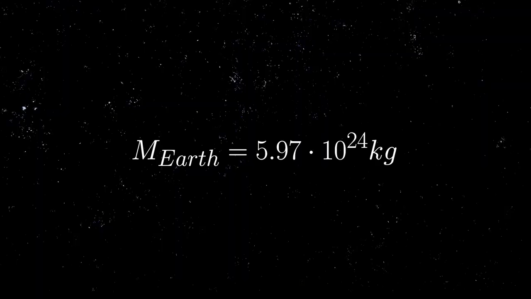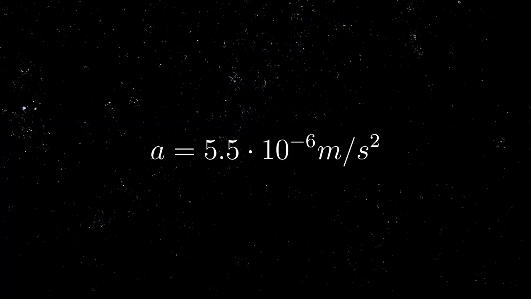Let's see what the difference is for a person on the surface of the Earth by inputting Earth's mass, 5.97 times 10 to the 24 kilograms, and radius, 6.3 times 10 to the 6 meters. For someone my height, about 1.8 meters, they experience a difference in acceleration of a minuscule 5.5 times 10 to the minus 6 meters per second squared. Compared to 1 Earth gravity, that's less than 2 parts per million. Definitely not something that we can sense.